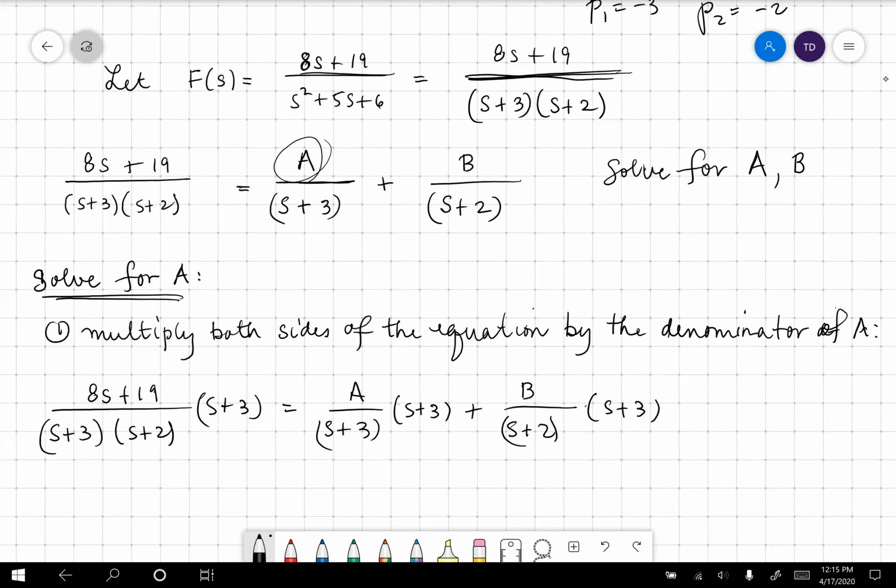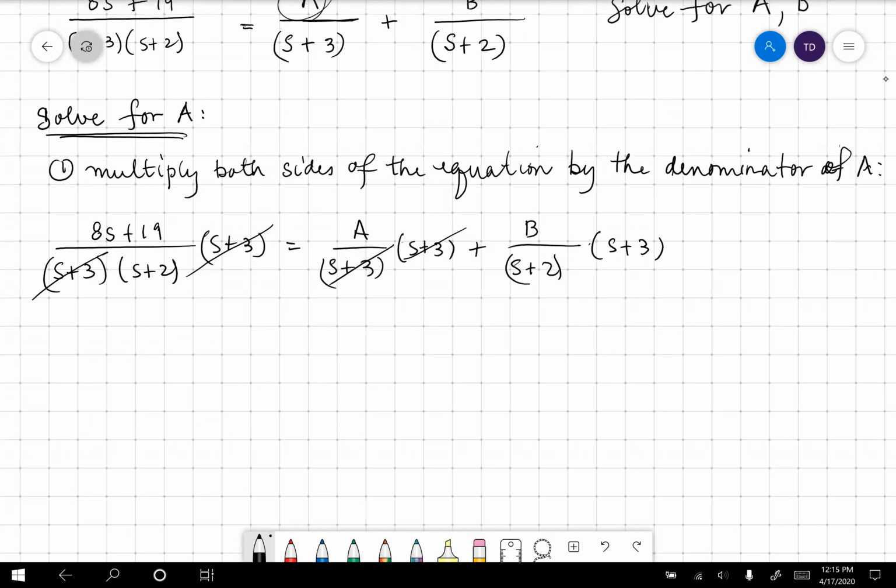I know you're all sharp and you recognize that that cancels with that and that cancels with that. And so what I'm left with is 8s plus 19 over s plus 2 is equal to A plus B times s plus 3 over s plus 2.